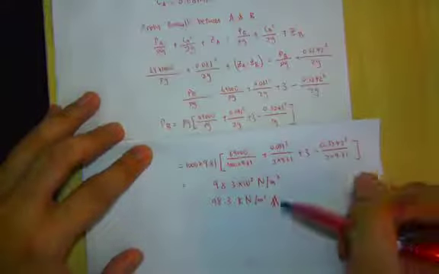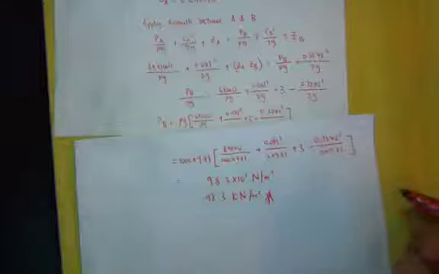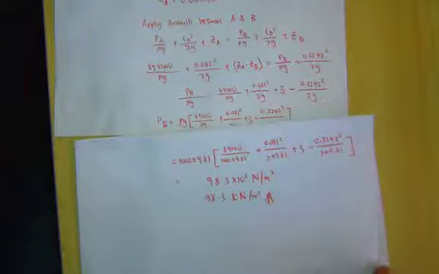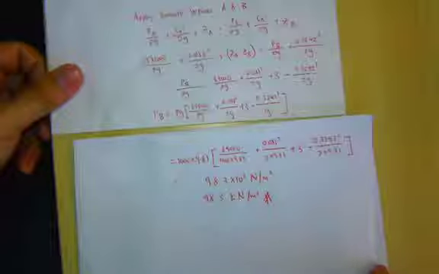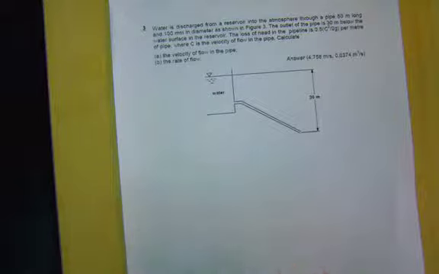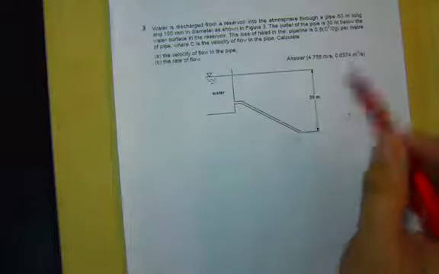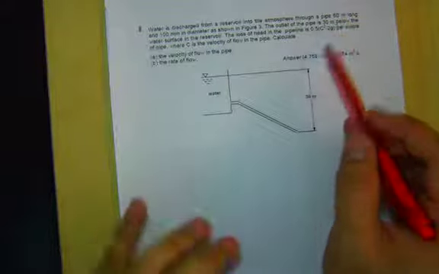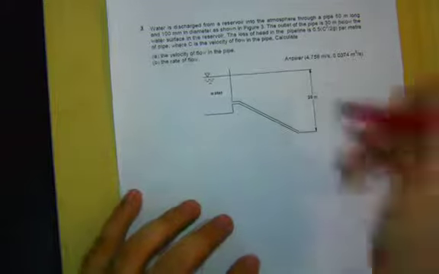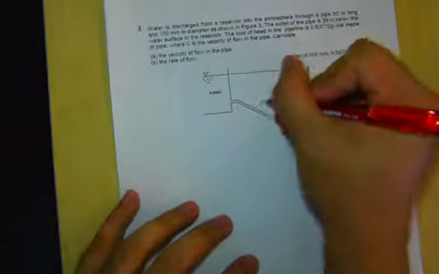So if you calculate this whole thing, you should get 98.3 times 10 to the power 3 Newton per meter square, and this converts into 98.3 kilo Newton per meter square. So this will be the final pressure at B. So if there's no question, we'll move on to question number 3.